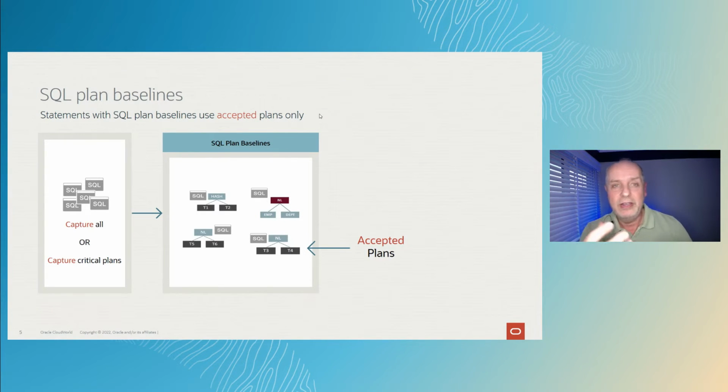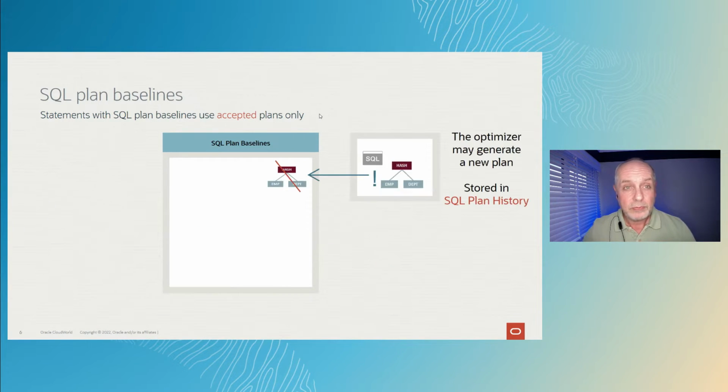So the optimizer is prevented from using plans that deviate from the ones that we've accepted. This is what happens in real life. The SQL statement is passed, and the optimizer thinks that a better plan is better, and it may well be right. However, we're not going to let the optimizer use that right away. Essentially, we note the fact that a new plan has been created for the SQL statement, and we're going to remember that.